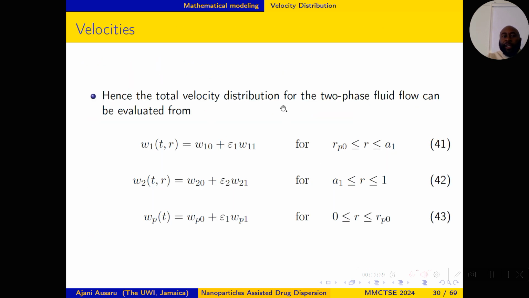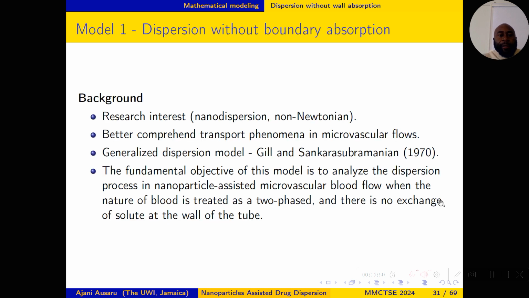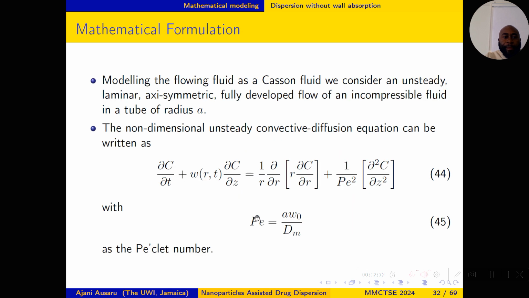And we just summarize our velocity, and our velocity distribution will be given for the respective regions in equations 41 through 43, where the respective velocities are given prior in terms of their detail. And so just to summarize here, we're considering two models. The first model, we're dealing with dispersion without wall absorption. And we'll be using Gill and Sankarasubramanian's solution to better understand the transport phenomena in microvascular flow. And of course, in this instance, we have nano dispersion.